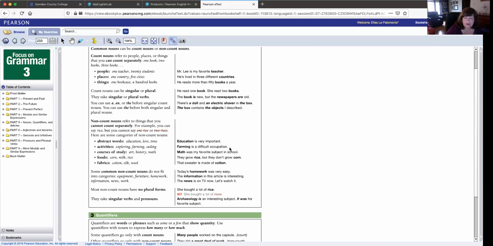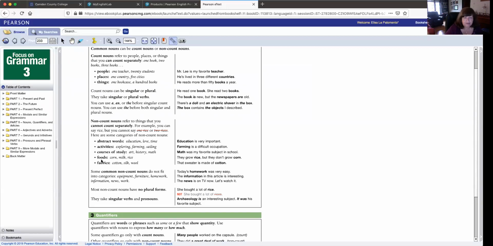Farming is a difficult occupation. Okay, remember that these are non-count nouns. Courses of study like art, history, math, English, psychology, any of those types of things. Math was my favorite subject in school.